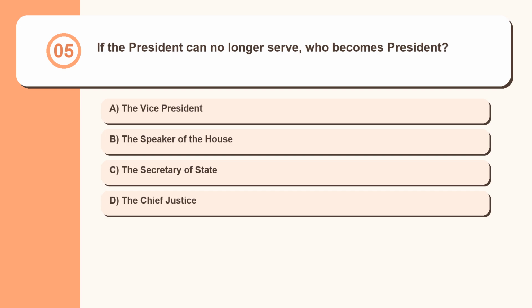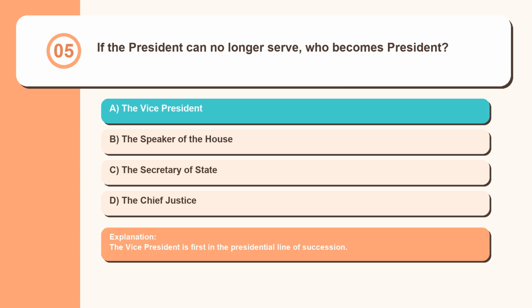Question 5. If the president can no longer serve, who becomes president? The vice president, the Speaker of the House, the Secretary of State, the Chief Justice. The vice president is first in the presidential line of succession.